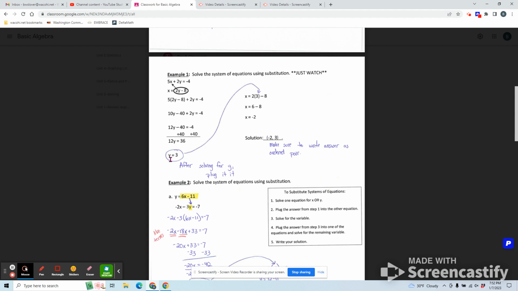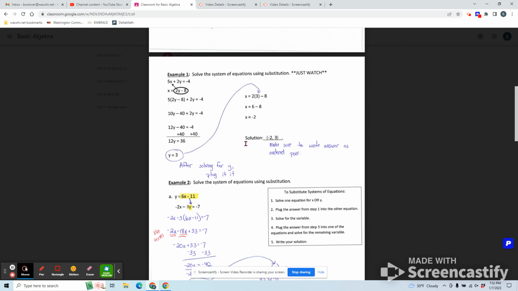Now, typically, this is where the problem ends, but not so in a systems of equations when we're solving using substitution. I have one of the variables. I still need to find the other variable. I need to solve for x. So after solving for y, I'm going to plug it in. Well, it doesn't matter which equation you plug it into. I would suggest the one that looks the easiest. The bottom equation looks the easiest. So I'm going to plug it in. X equals 2. Instead of a y, I'm plugging in 3. 2 times 3 minus 8. X equals 6 minus 8. And x equals negative 2.